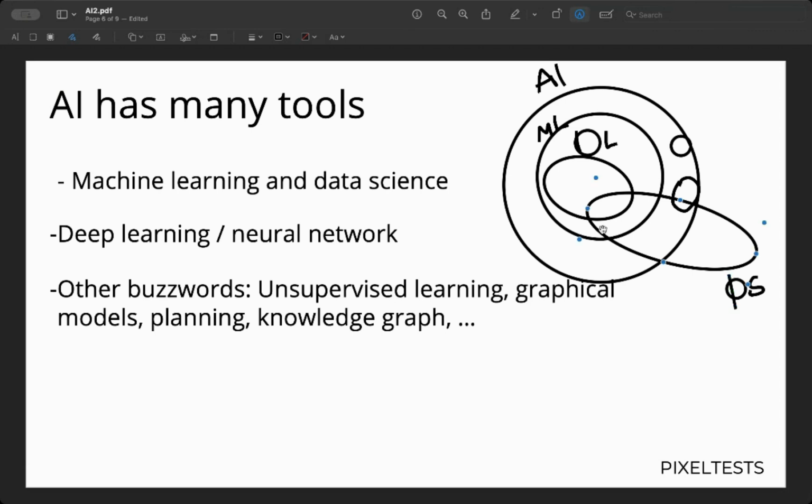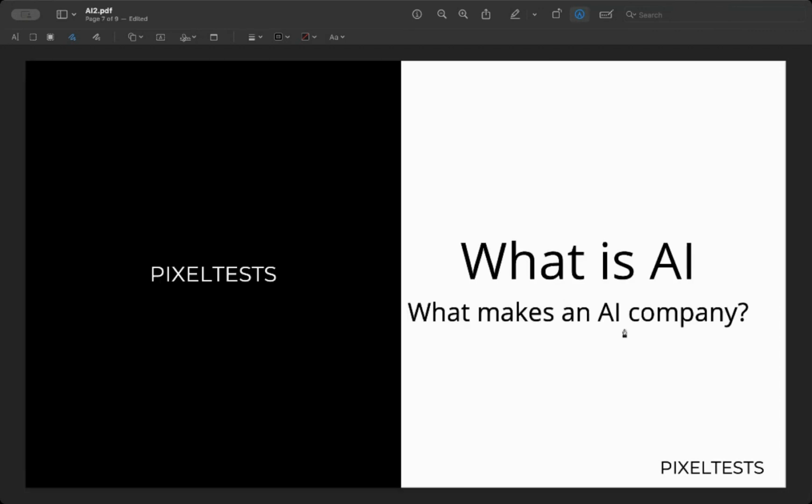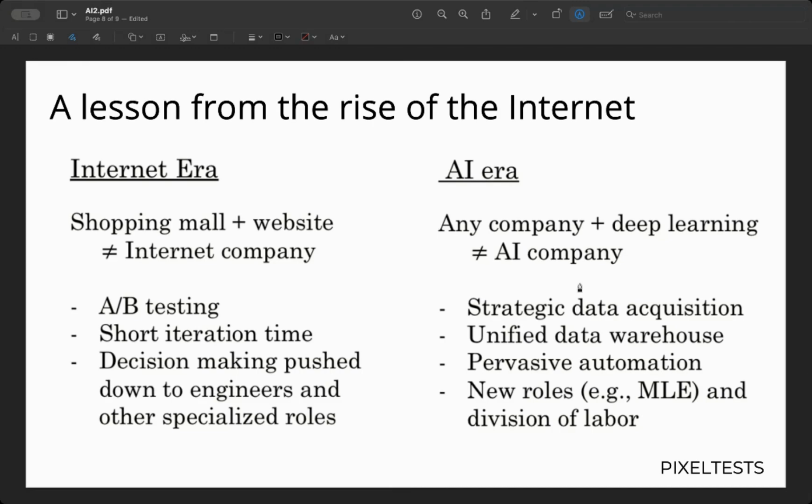Now, moving ahead, what makes a company an AI company, right? And if you are a company, what are a few things that you should be following to become an AI company, right? So now, in the early internet era, if you are a shopping mall, just having a website does not make you an internet company, right? Let's say you are a shopping mall with a website, that does not make you like Amazon, right? So this is not true.